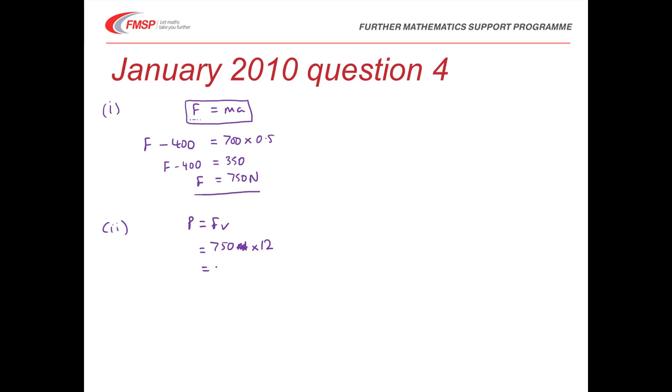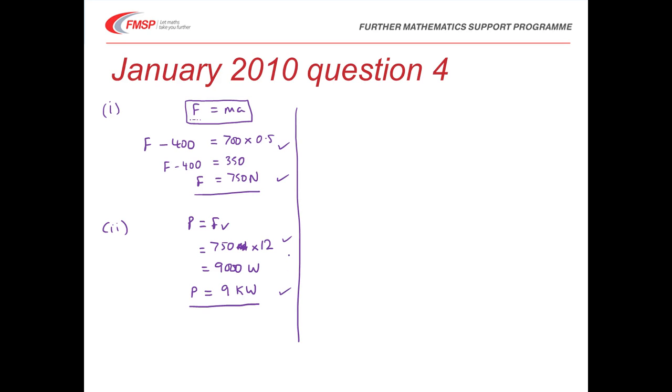750 times 12 is 9,000. And the units for power are watts, although I looked at that and thought I'll give that as 9 kilowatts. But either of those two answers is acceptable. Well, that's the first two parts dealt with. Let me just say that there's a mark for the method and a mark for the answer in each case.